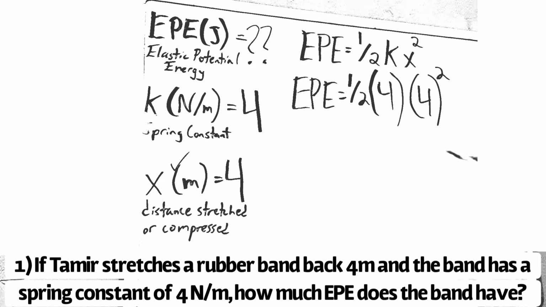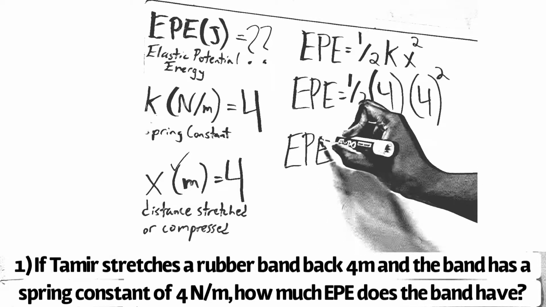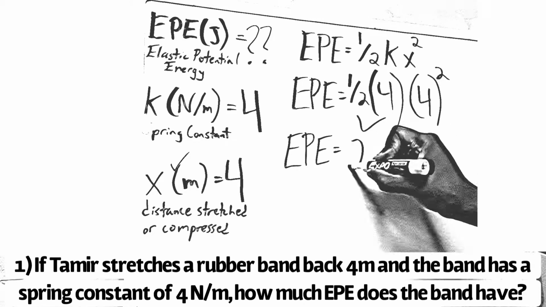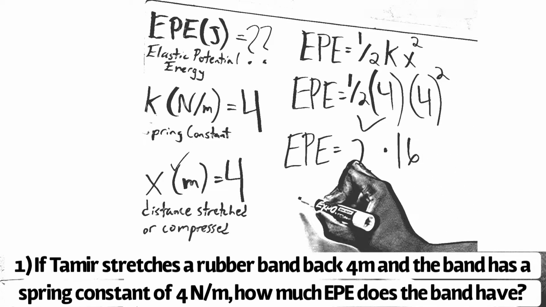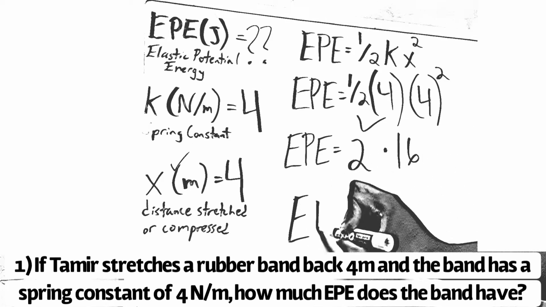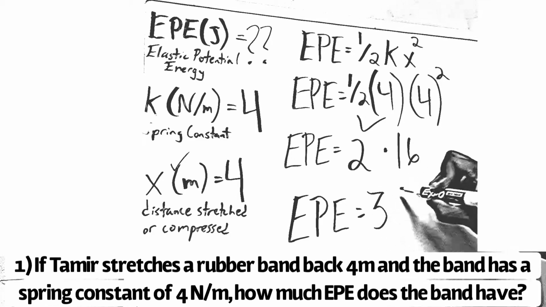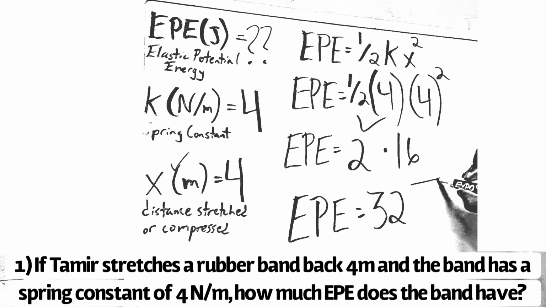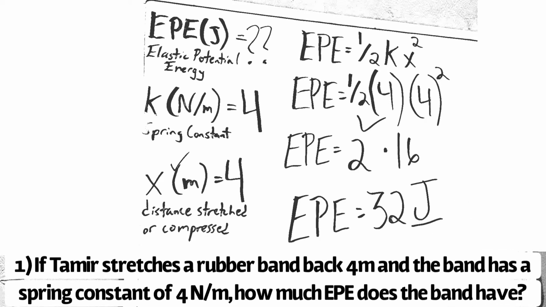Cool, let's do some basic math. EPE is now equal to half of 4. And since I was in first grade, I knew that half of 4 is equal to 2. And 4 squared, 4 times itself, is equal to 16. Therefore, the elastic potential energy of this rubber band must be equal to 16 times 2, which is 32. Elastic potential energy is energy, so the unit is joules, because you always put the unit.